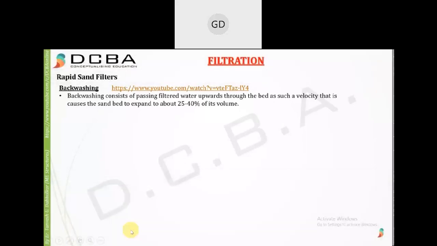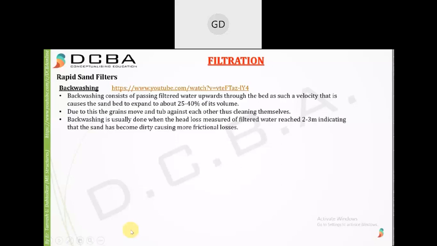Now it is very obvious that if you forcefully pass the water through a sand, it is going to expand in some volume, right? Due to this, the grains move and rub against each other and they clean themselves. Backwashing is usually done when the head loss measured of filtered water reaches 2 to 3 meters, indicating that the sand has become dirty and because of more frictional losses.